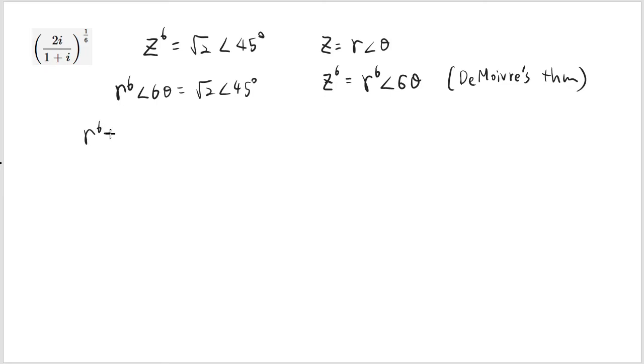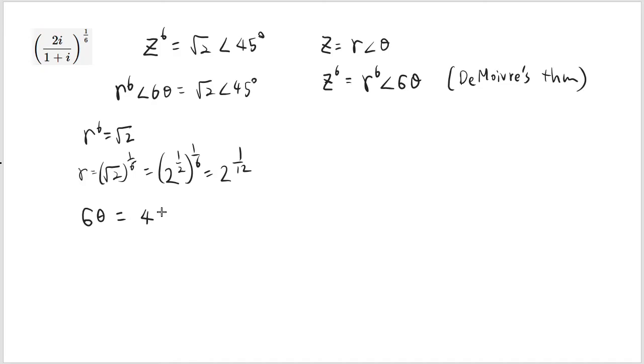Now let's see what this is saying. r to the sixth must equal radical 2, which means r must be square root of 2 to the 1/6 power. Because square root of 2 is 2 to the 1/2 power, this is 2 to the 1/2 to the 1/6, which is 2 to the 1/12 power. So r equals 2 to the 1/12 power. What about angle theta? Well, 6 theta should equal 45 degrees, right?